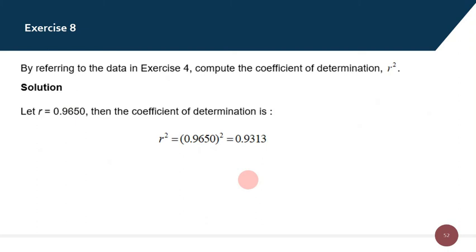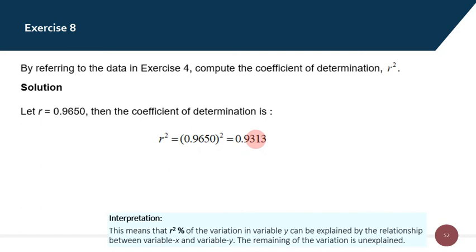Next, let's look at exercise 8. By referring to exercise 4 previously, compute the coefficient of determination R squared. Let R equal 0.9650, then the coefficient of determination is R squared. So you get the coefficient of determination equal to 0.9313. Again, this is your general interpretation for the coefficient of determination.